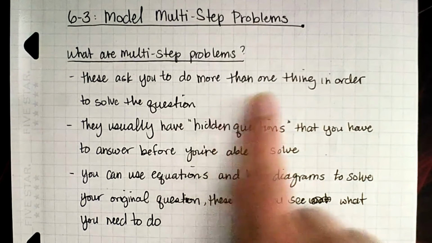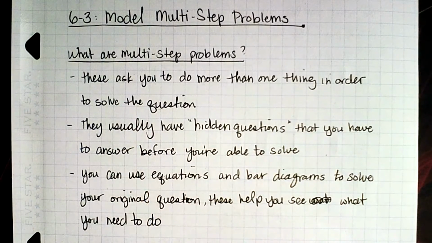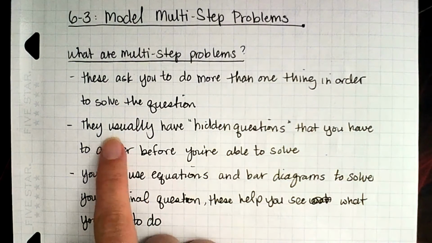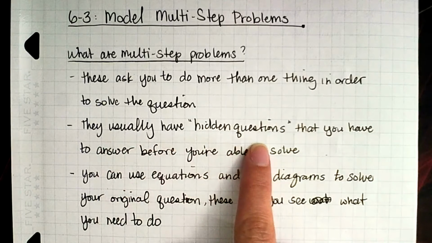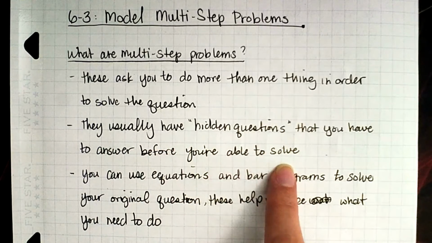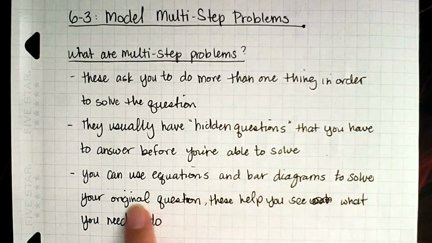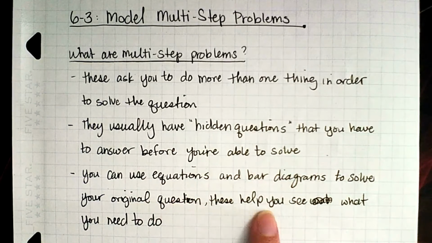So we need to do more than one thing in order to solve the equation that we have or to answer the question that they're asking us. Multi-step problems usually have hidden questions that you have to answer before you're able to solve the original question they ask you. You can use equations and bar diagrams to solve your original question. These help you see what you need to do.